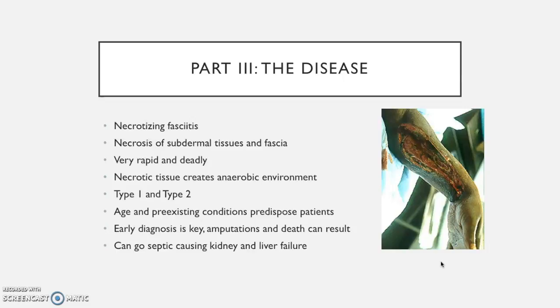Some of the predispositions that patients can have would be pre-existing conditions such as kidney disease, liver disease, cancer, different things like that. Diabetes can also be a pre-existing condition. Early diagnosis is key because amputations and death can result. Delaying in diagnosis can have a huge impact on mortality.